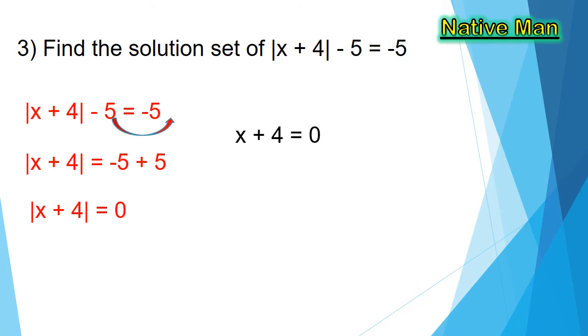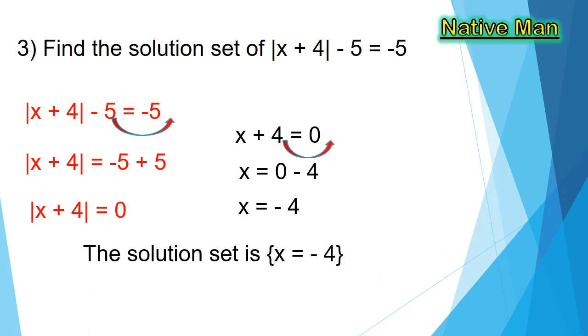So, isa lang po yung magiging linear equation natin. x plus 4 is equal to 0. Ano po? Simplify po natin yung equation para makuha po natin yung value ng x. So, lipat po natin yung plus 4 doon. So, x is equal to 0 minus 4. Ano po? So, positive magiging negative. And x is equal to 0 minus 4 is negative 4. So, therefore, the solution set is x is equal to negative 4.